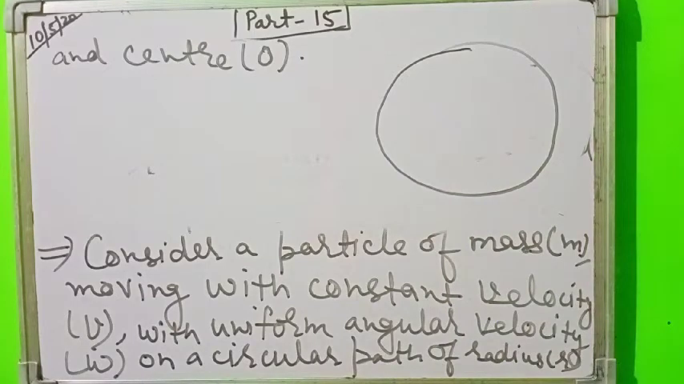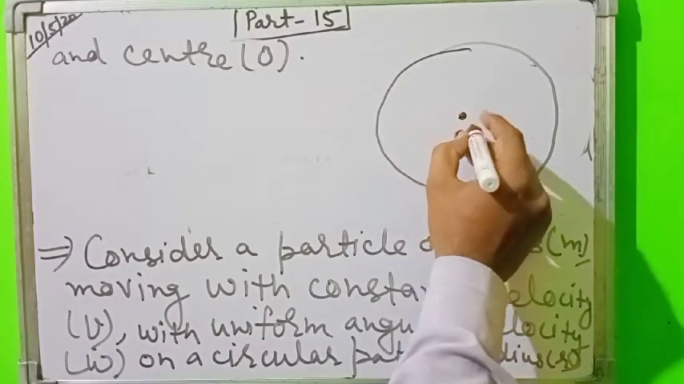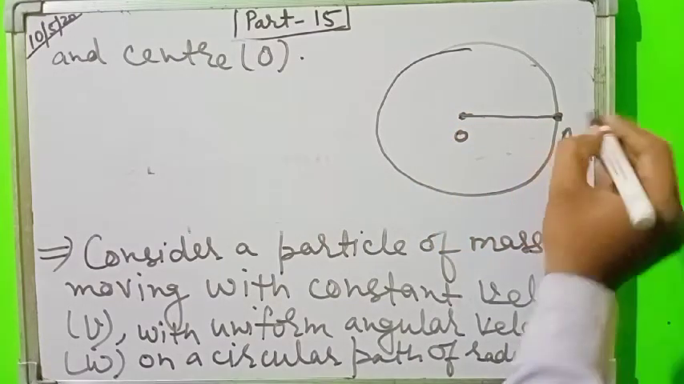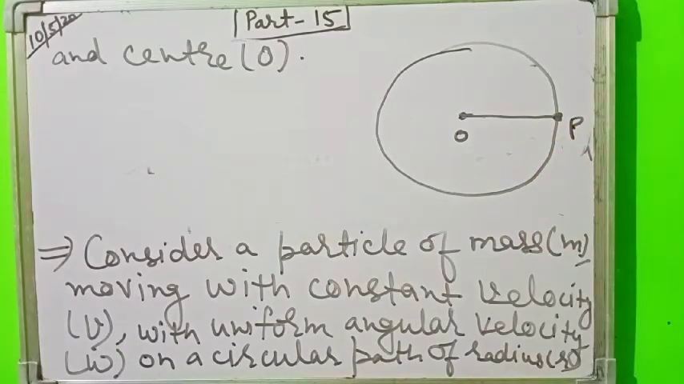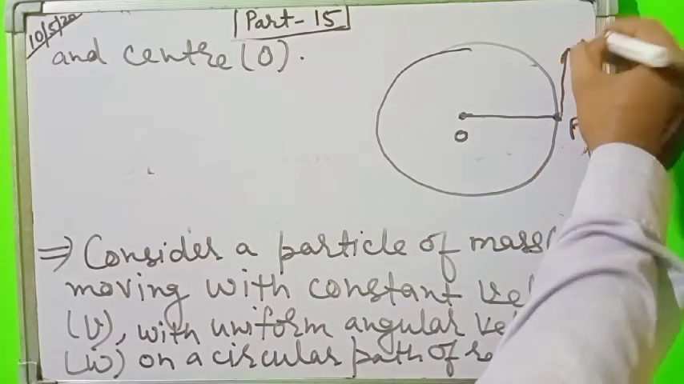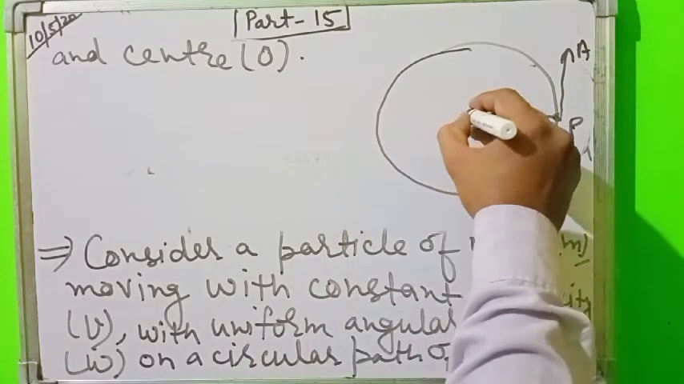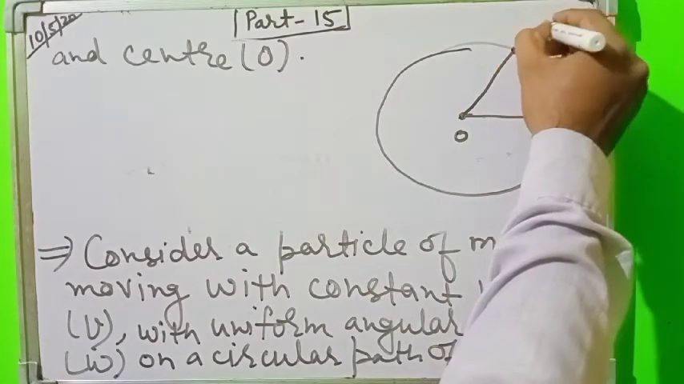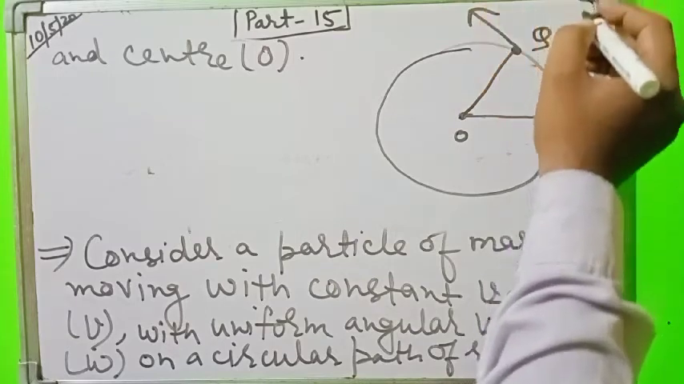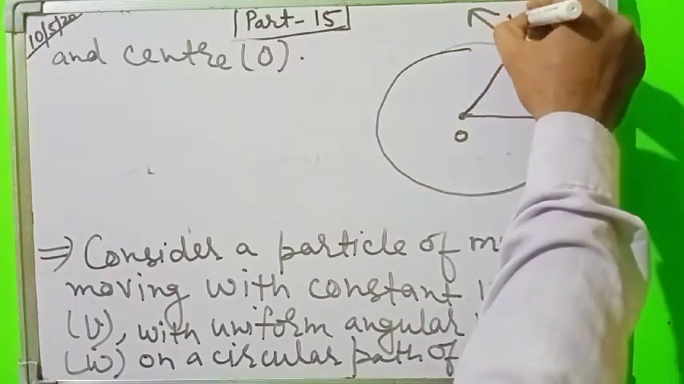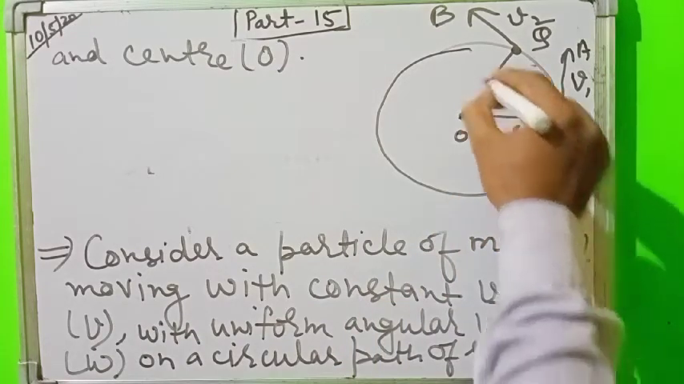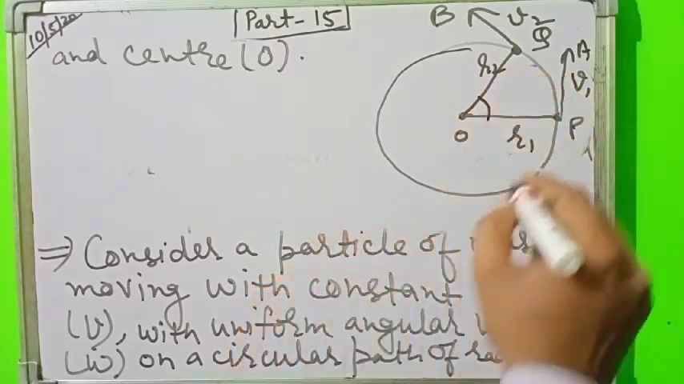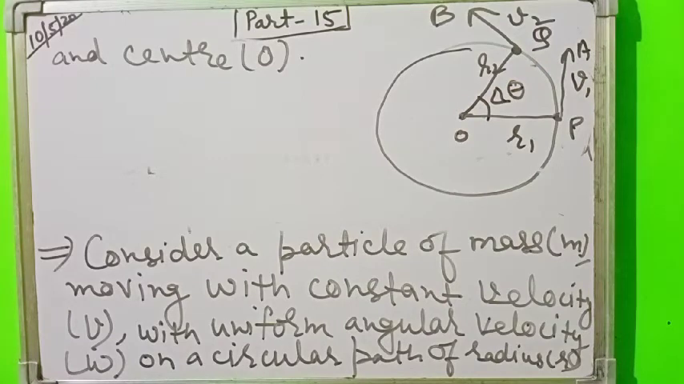This is the circular path followed by the object, and this is center O. This is OA, and suppose this point is P, and the velocity is given as PA, in the tangential direction. Now this is point Q and the velocity is in this direction. This velocity is V1 and this velocity is V2, and this is QB. This is radius r1 and this radius is r2. This angle is delta theta.